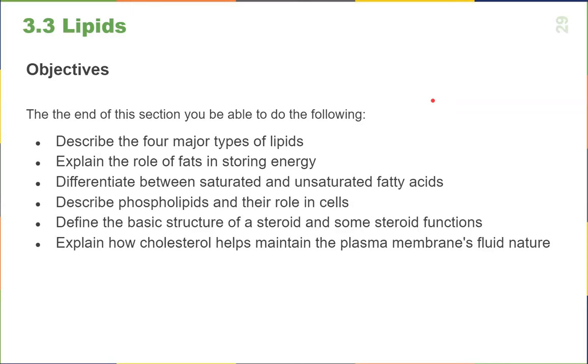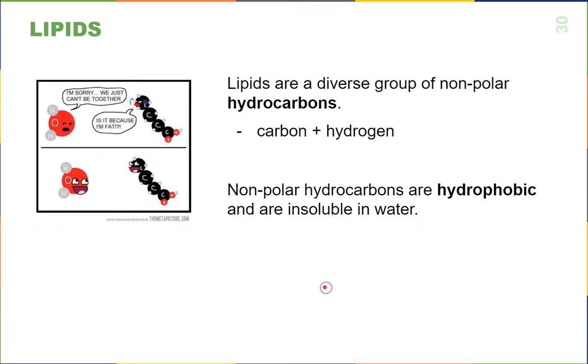So next up we have lipids. We're going to describe the 4 major types of lipids. We will explain the role of fats, and we will differentiate between saturated and unsaturated fatty acids. You probably saw these listed on a nutrition label before, so we're going to talk about those. We will discuss phospholipids, and we will describe what a steroid is and what cholesterol is.